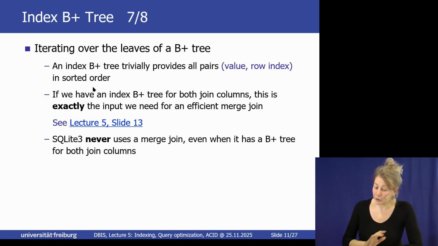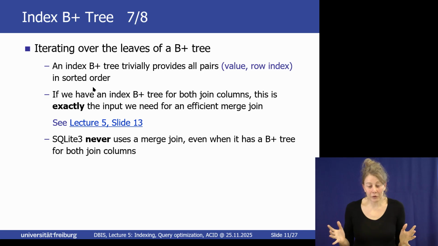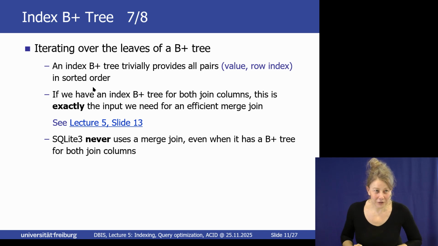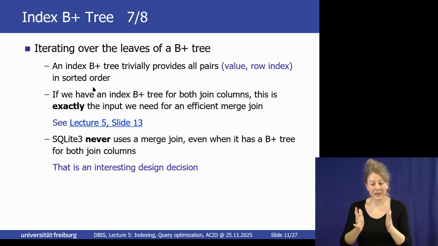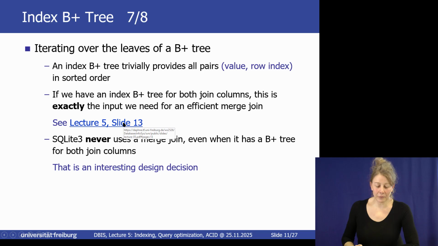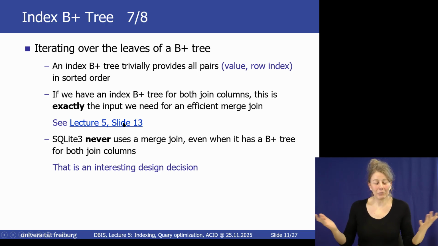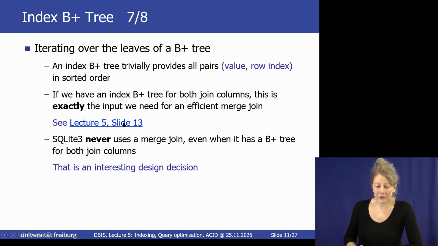And does SQLite do this? No. It never does this, even when it has a B plus tree for both join columns, which is just strange. Sorry, it's an interesting design decision. Merge join is not the most complicated thing to implement, but just so that it's clear, when you have a B plus tree, you get exactly what you need for the merge join. And SQLite is light, right? It's a light database system. Every bigger one will do that.